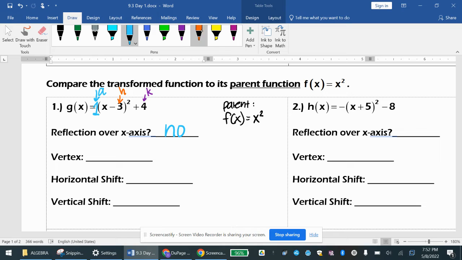The vertex, if you remember back to chapter 8, en capítulo 8, we would always change the sign of the one in the parentheses. So the vertex is 3, comma, y luego el último número no se cambia. You keep this the same. So that's the vertex. So I want you guys to imagine, okay? El vertex original in the parent function, the original vertex is at 0, 0. But this vertex is at 3, 4.